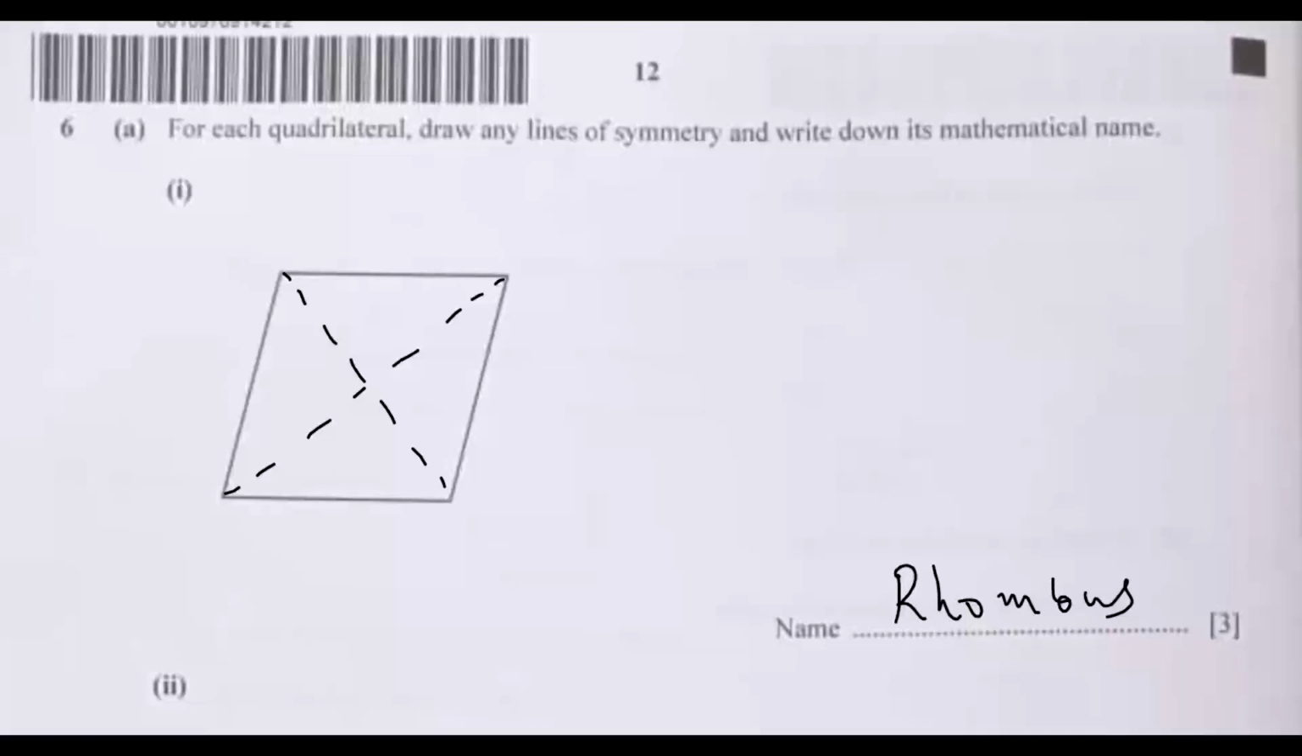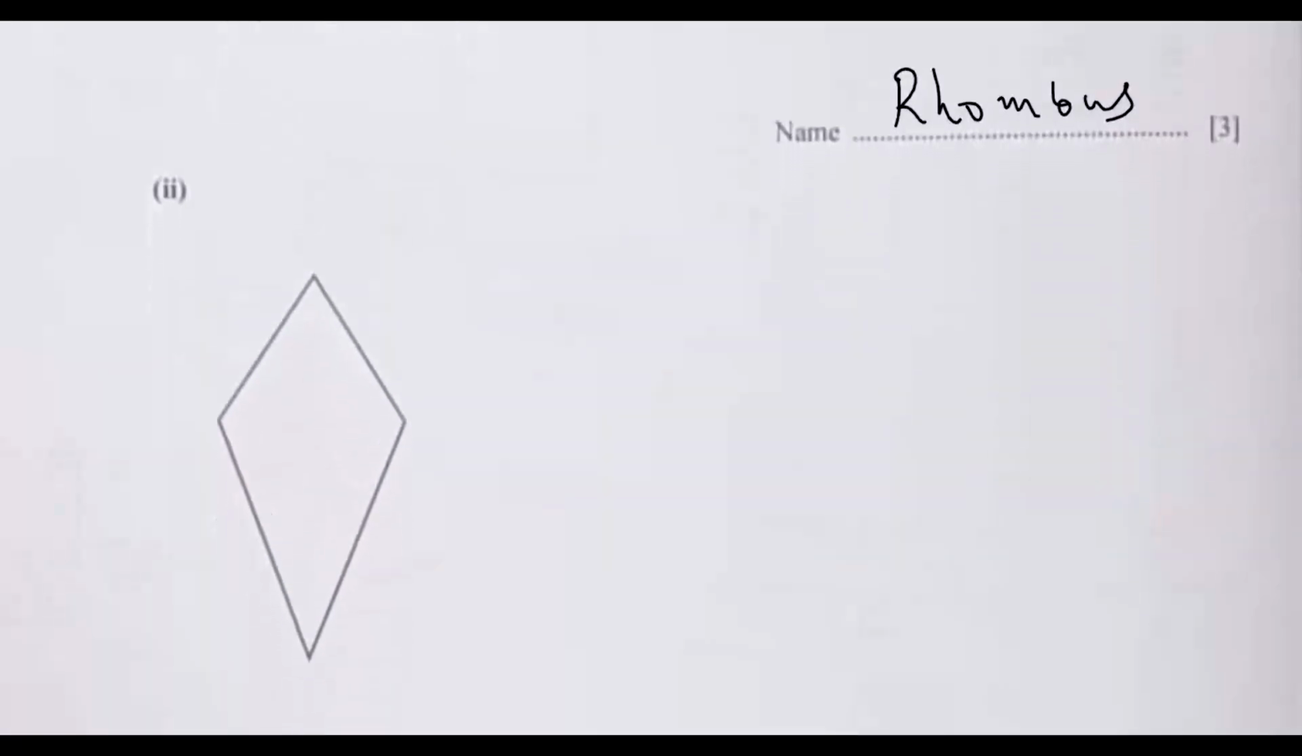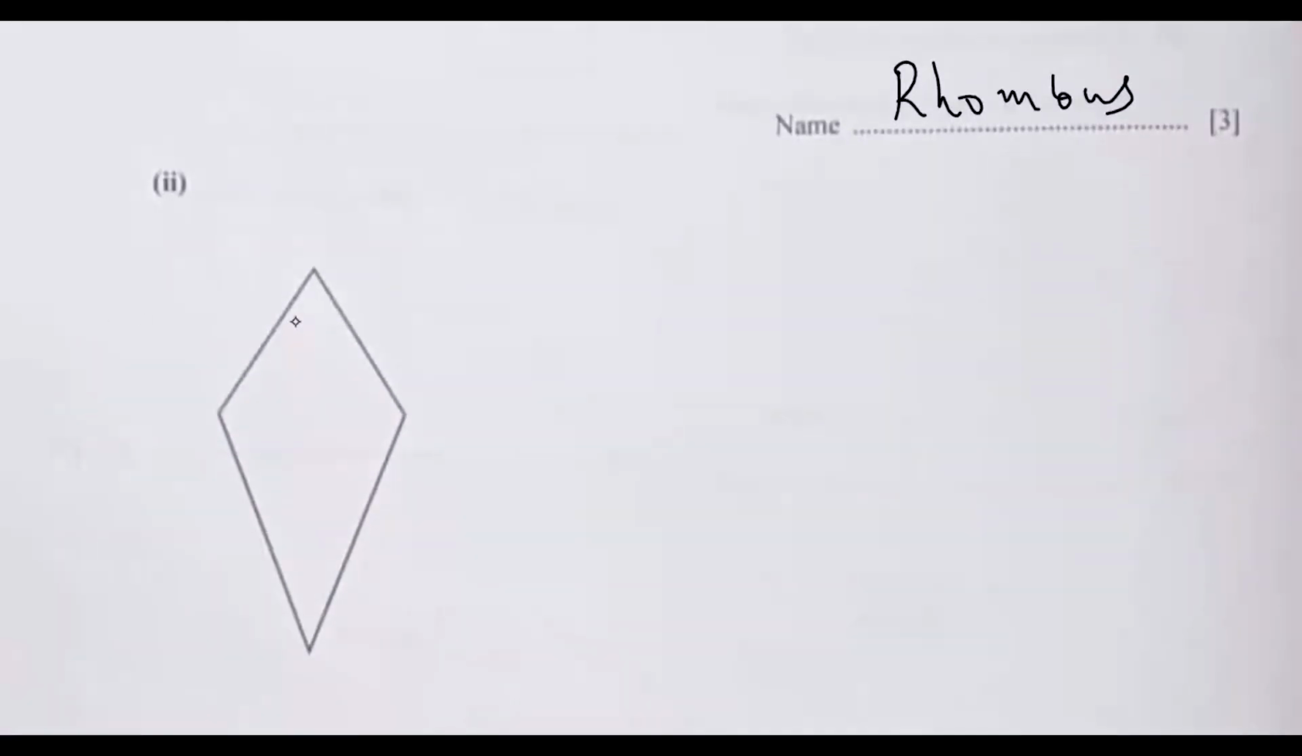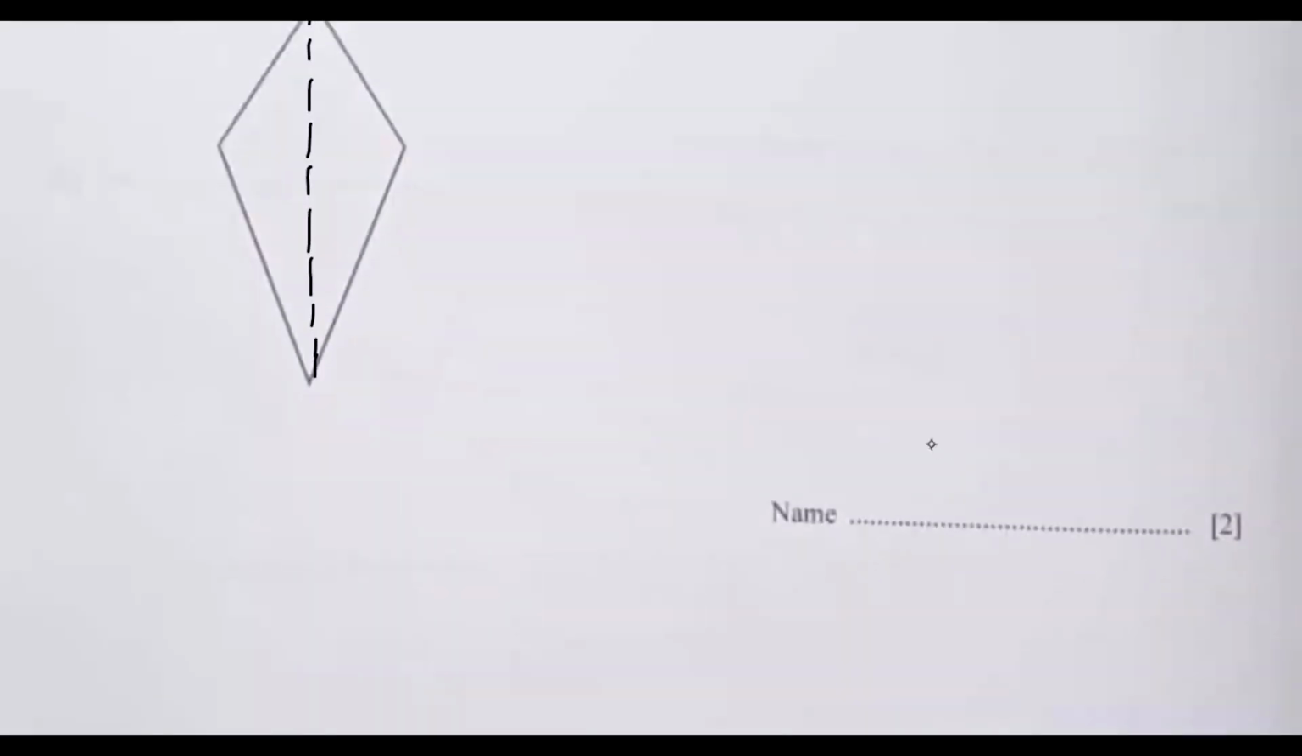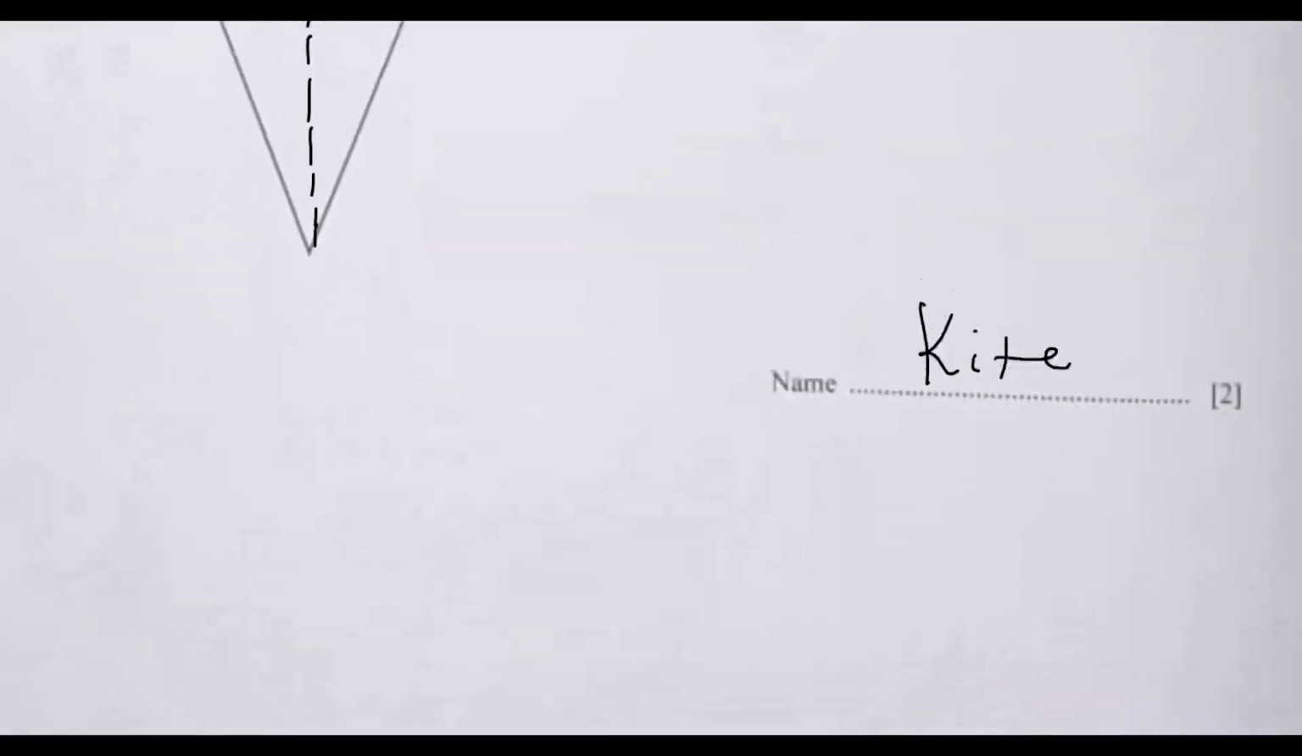So let's scroll down for the second part. So we have this. This is a kite, and it has one line of symmetry along this diagonal. So that will be a kite. Okay, so you can write a kite here.